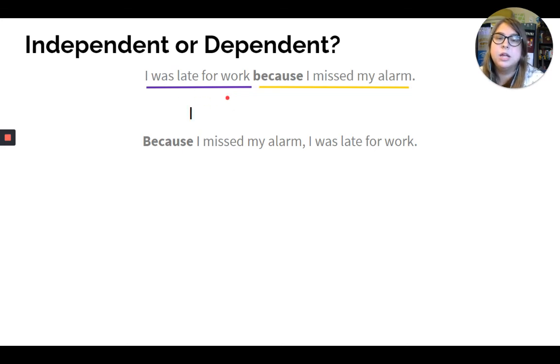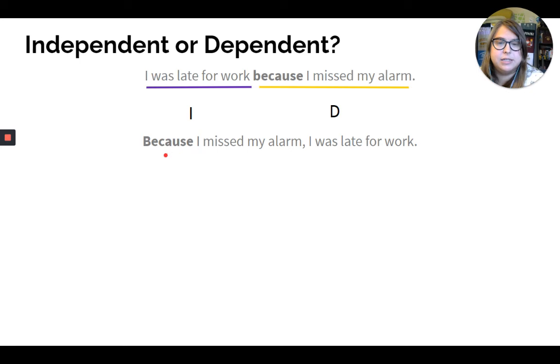"I was late for work" is a phrase that I can say, and it makes perfect sense. You don't need any more information. "I was late for work." Yeah, that sounds good. That happens. Now, if I read the second half of the sentence, "because I missed my alarm," that doesn't work quite as well. I cannot say all by itself "because I missed my alarm." I'm missing pieces of information. That makes it dependent. What we see is that this word "because" is hooking up the independent and the dependent clause. It's doing its job. The job of the word "because" is to hook things together.